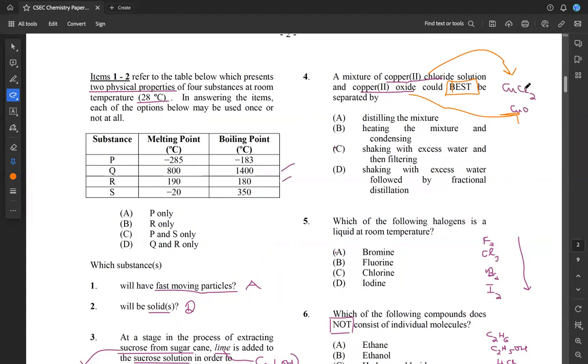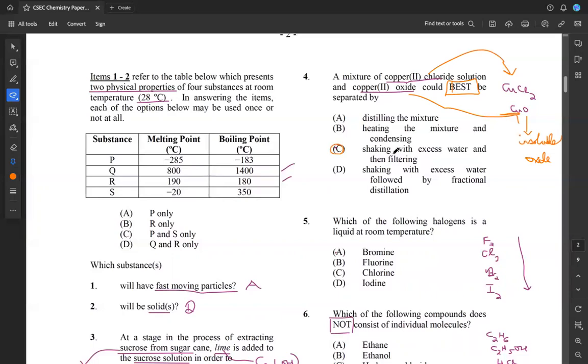So we have copper 2 chloride and we have copper 2 oxide. Now we know that copper 2 oxide is an insoluble oxide, right? So that's insoluble in water. So it's not going to be soluble in water. So the best way that we can separate this is if we add water to the mixture and just shake. And what's going to happen is that because the copper 2 oxide is insoluble in water, it's going to precipitate out. And so we're gonna be able to then filter off the copper chloride, right? So the answer here would be C.